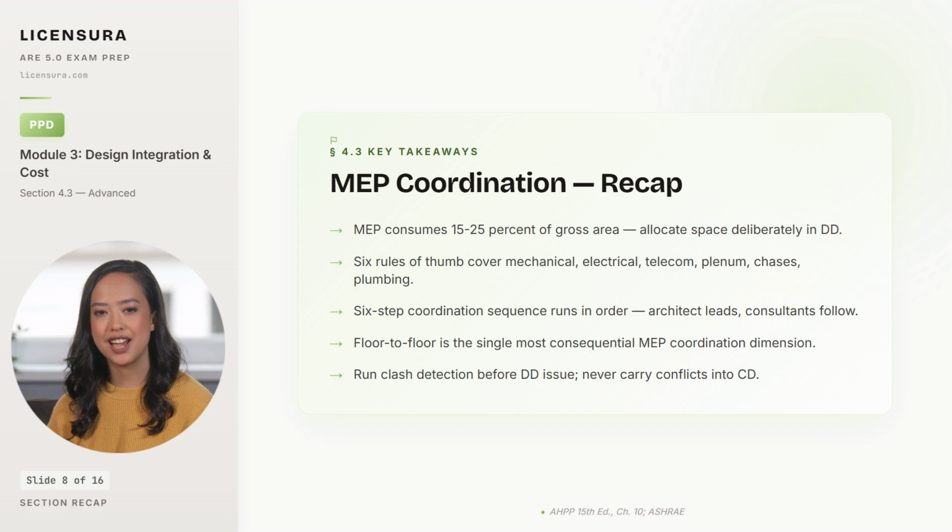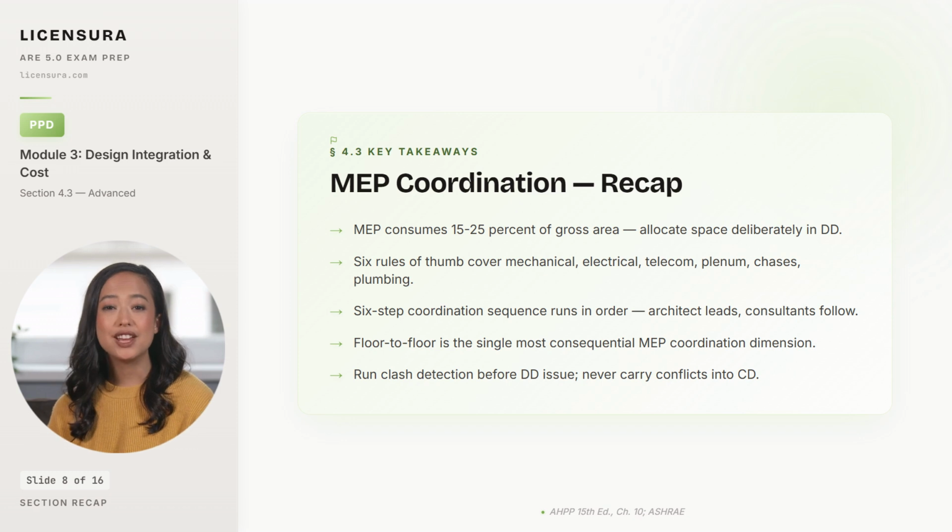5 takeaways from the MEP coordination framework. MEP consumes around 15 to 25% of a building's gross area, and that allocation has to be deliberate in DD rather than assumed away. 6 rules of thumb cover the major spaces: mechanical rooms, electrical rooms, telecom rooms, ceiling plenum, vertical chases, and plumbing walls. And every architect should be able to size these without looking them up.